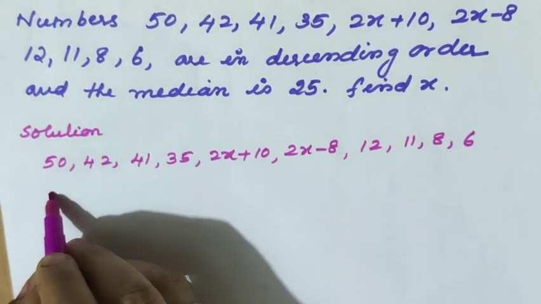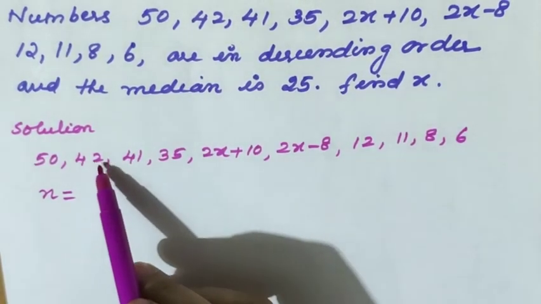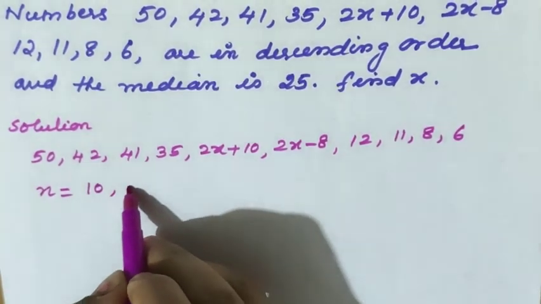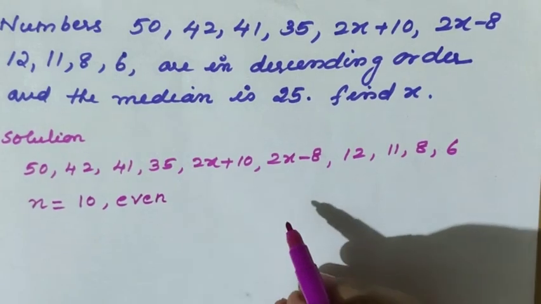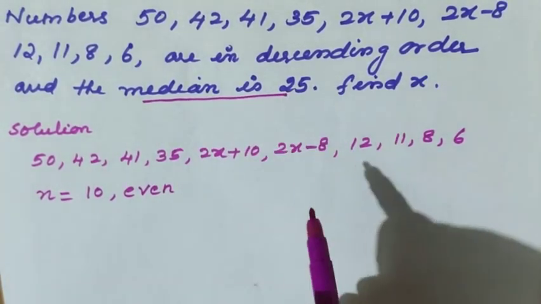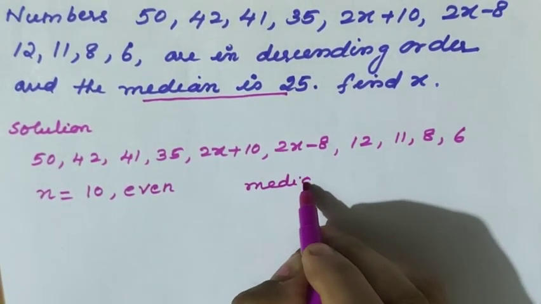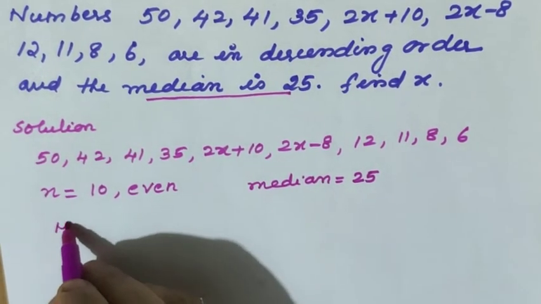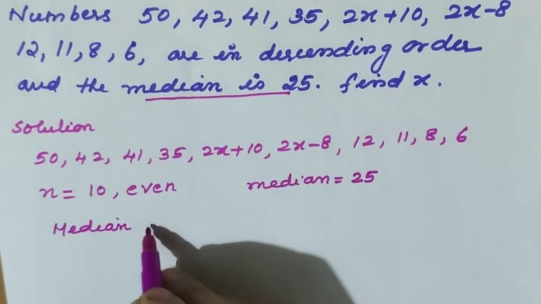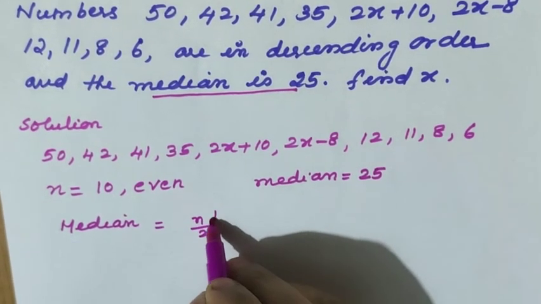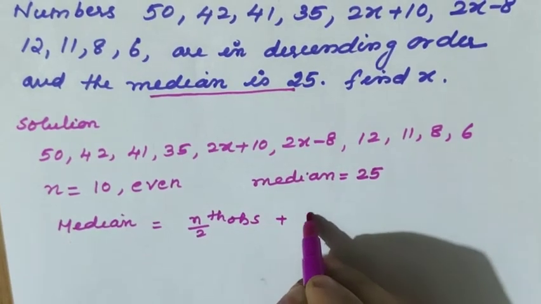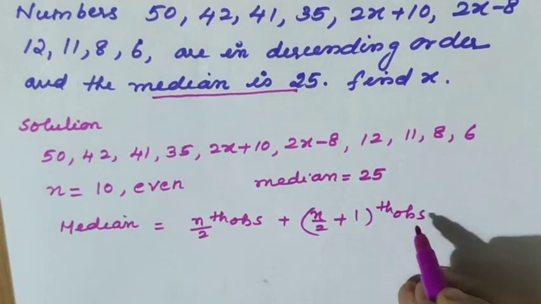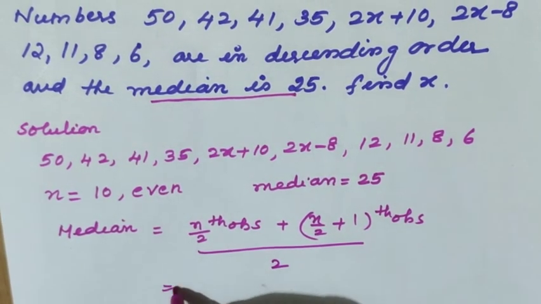Now we have to count the number of observations. How many are there? 1, 2, 3, 4, 5, 6, 7, 8, 9, 10. So 10 is an even number. Now what is given in the question? Median equal to 25. That is also given in the question. Now if n is an even number, then according to formula, what is median? Median equal to n by 2th observation plus n by 2 plus 1th observation divided by 2. n is 10.